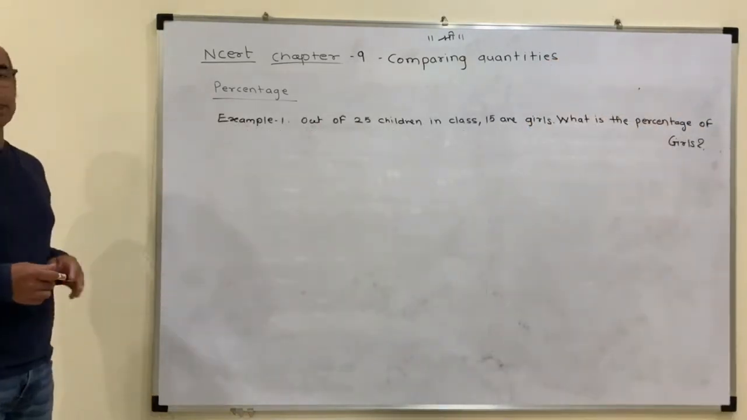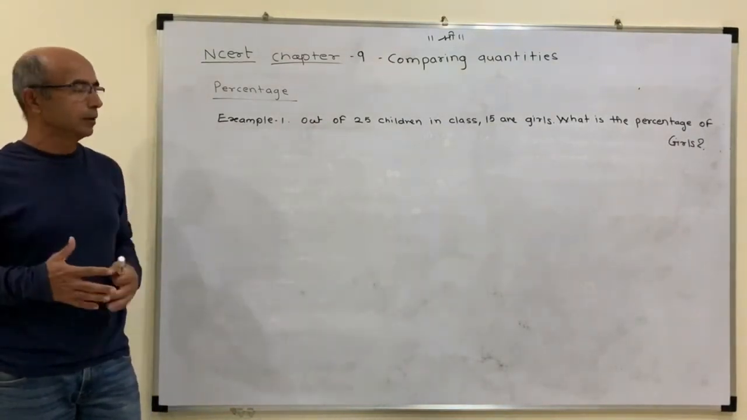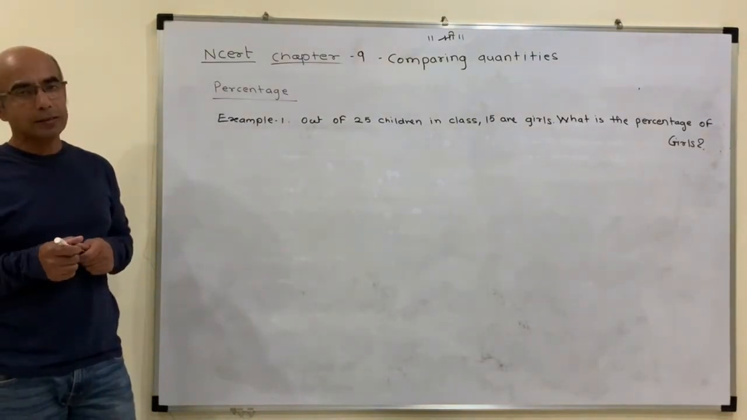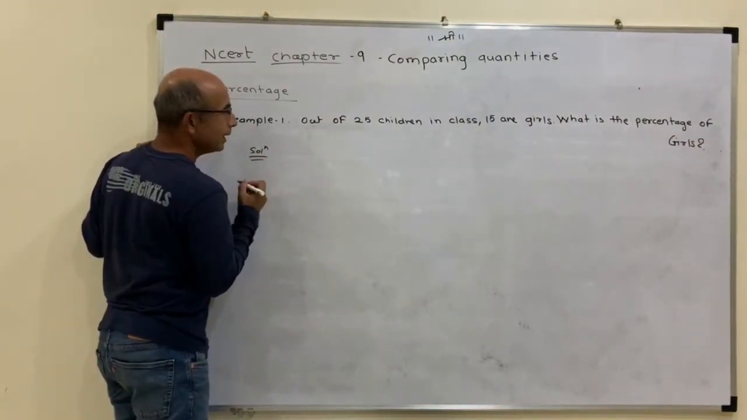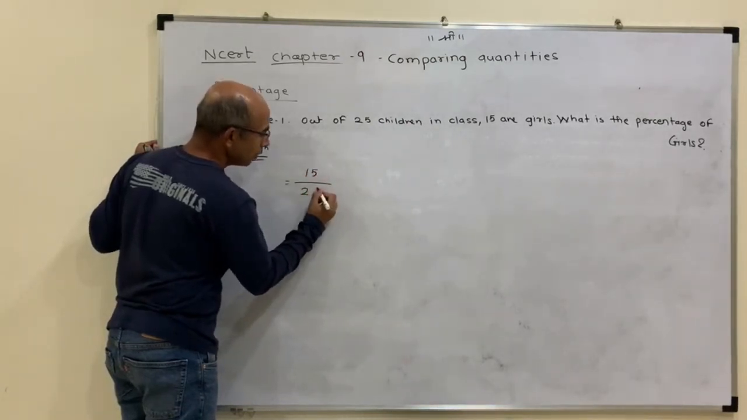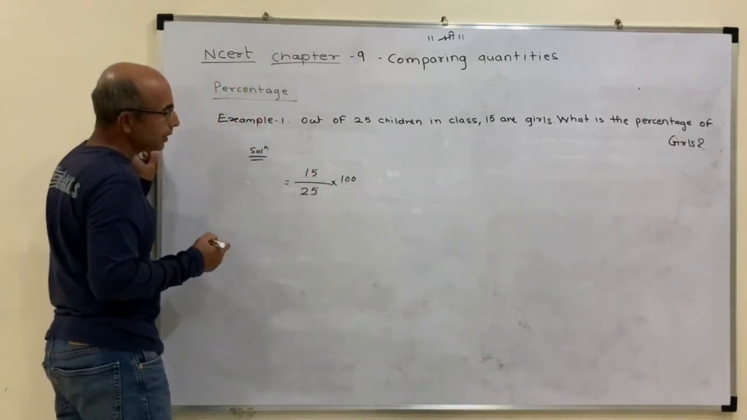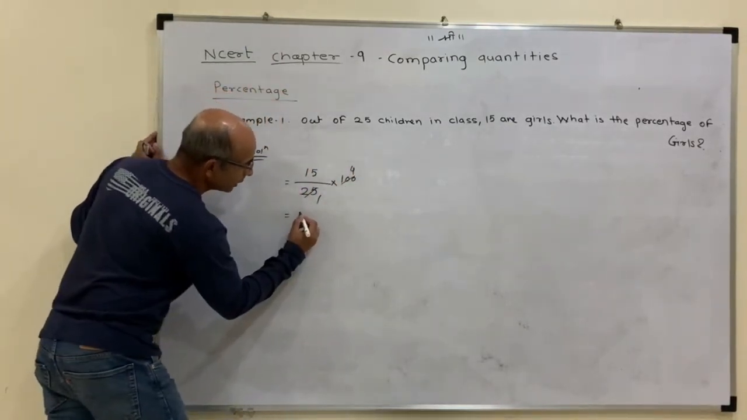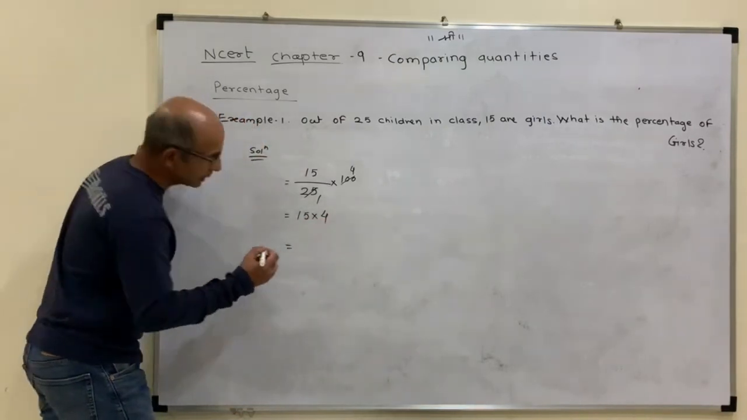Okay. Now the first example. Out of 25 children in a class, 15 are girls, and we need to find the percentage of girls in the class. So now how are we going to do it? To find the percent, how many girls are there? 15, divided by the total number of children, 25, into 100. Right? So 25 ones are 25, 25 fours are 100. So my next step is 15 into 4, that is 15 fours are 60.